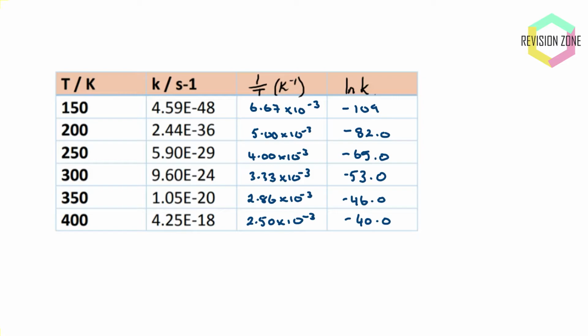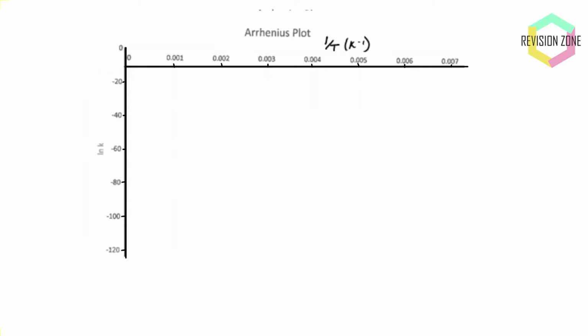Now, our job here is to now plot these bits of data as shown in the previous video. So just a reminder here, we've got natural log of k on the y-axis. Remember, they're going to be negative. And then on the x-axis here, we're going to have our 1 over temperature, which is per Kelvin, remember.